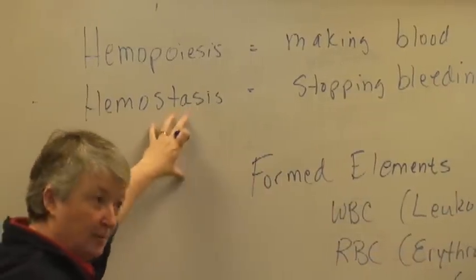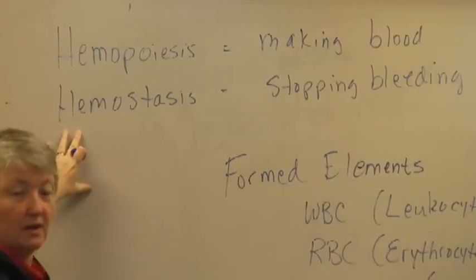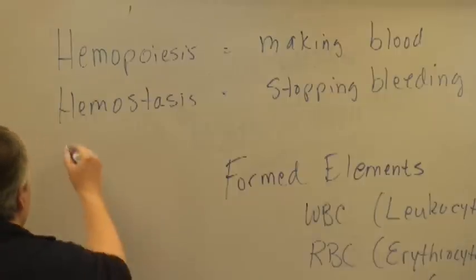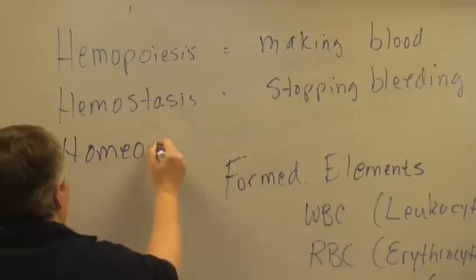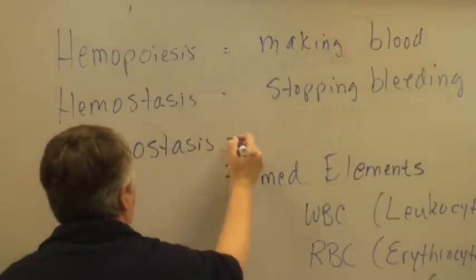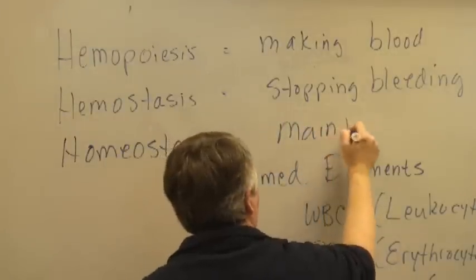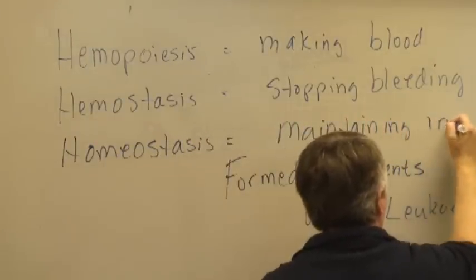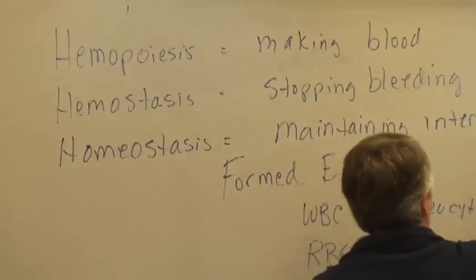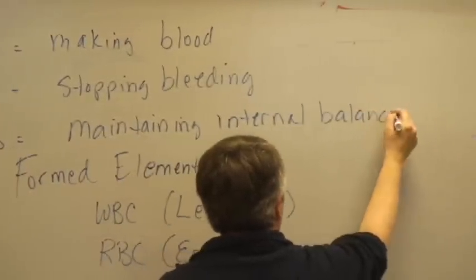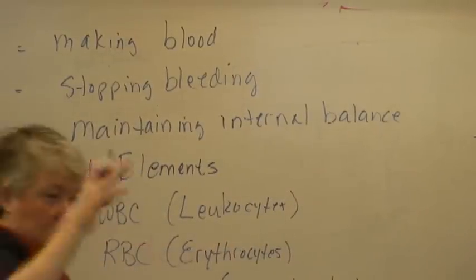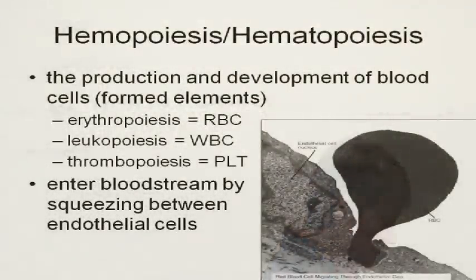Hemostasis means stopping bleeding. So when your blood clots, you're performing hemostasis. Homeostasis is maintaining that internal balance. If you're specifically talking about making red cells, that's erythropoiesis.